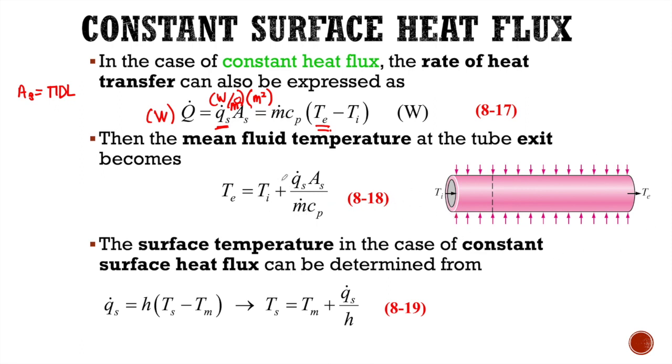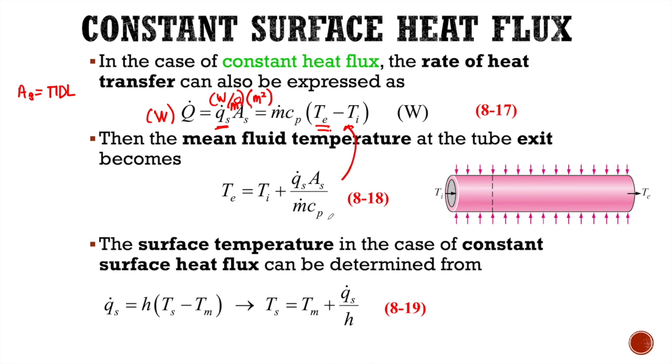How to calculate? You have to use this equation. This equation comes from this equation. You just rearrange this equation, therefore you will get this. So you substitute Ti and Q dot S is heat flux, and then As is surface area, m dot is mass flow rate, and then Cp is specific heat capacity.